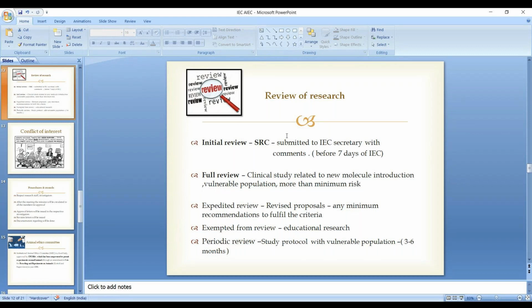Then it comes to IC. In the meeting of IC, the proposals are discussed and reviewed. Under this, again 3 categories are there: full review, expedited review, and exempted from review. So whenever new molecule introduction is there, vulnerable population are there, and we find more than minimum risk, in all those cases the full review should be done. Every member has to go thoroughly with all these protocols. उनको हर किसी को ये प्रोटोकॉल से जाना है. Proper review should be there.